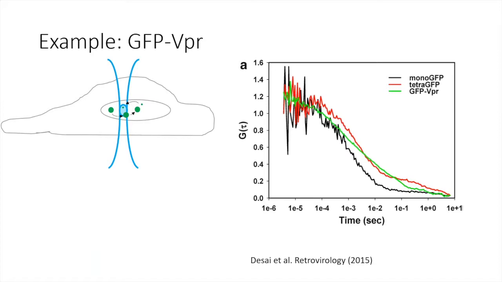So by using the monomer GFP and tetramer GFP, we can see the GFP-VPR is somewhere in between and seems to have two populations. One population is more or less similar to monomer, and the second population is more like an aggregation form of the protein. So this is a way you can study a population in your live cell and how they aggregate and how they change their diffusion time by using FCS.